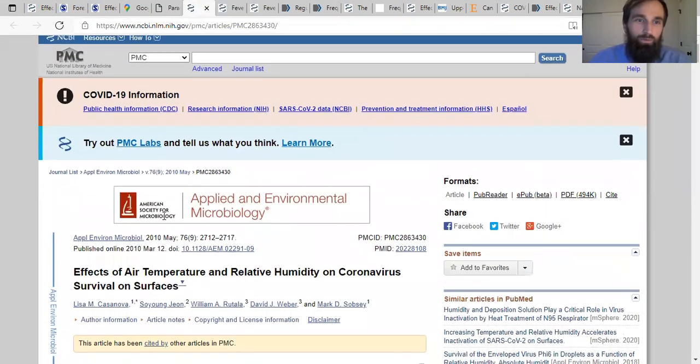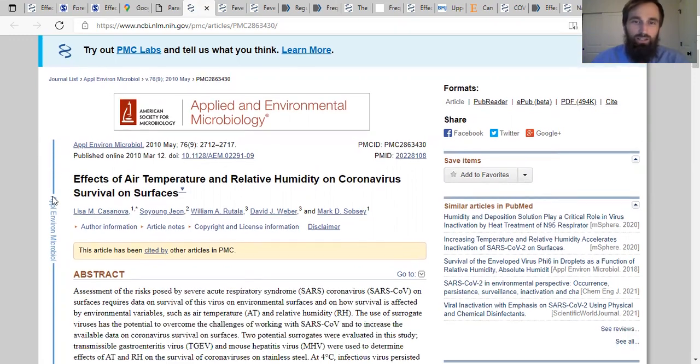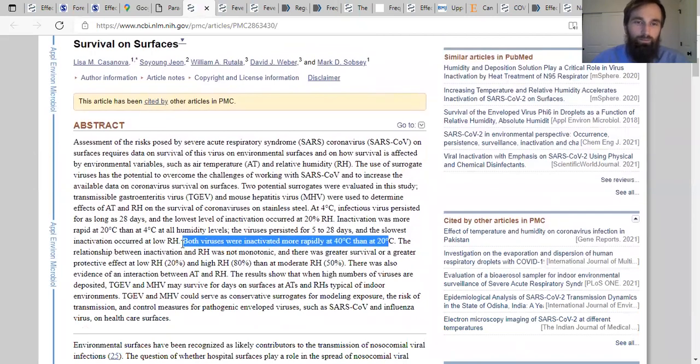We'll move on to heat therapy, the effects of air temperature and relative humidity on coronavirus survival on surfaces. Now, this one is specifically looking at coronavirus, how long it survives. The one thing we're interested in here is that viruses were inactivated more rapidly at 40 degrees Celsius than 20 degrees Celsius. 40 degrees Celsius, that would be an extremely high fever.